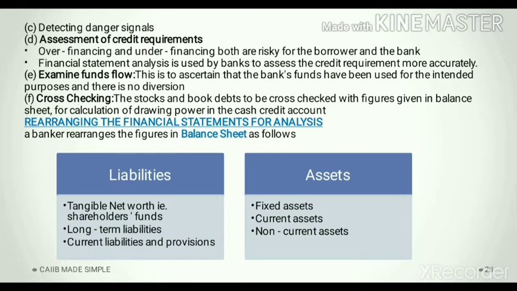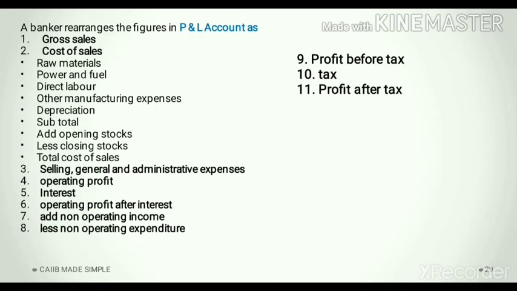First is liabilities and second one is assets. On the liability side, tangible net worth, that is shareholders' funds, long-term liabilities, current liabilities and provisions. On the asset side, fixed assets, current assets, non-current assets come. And a P&L account is rearranged by the banker as first gross sales, next cost of sales.